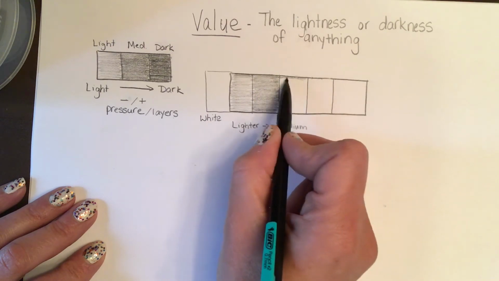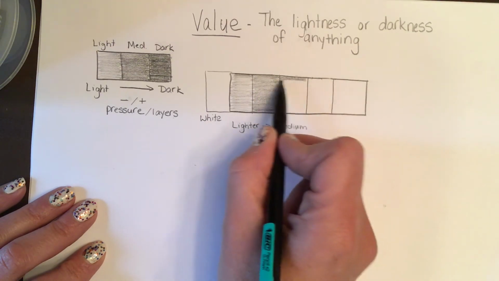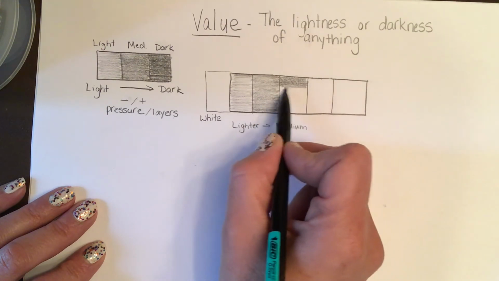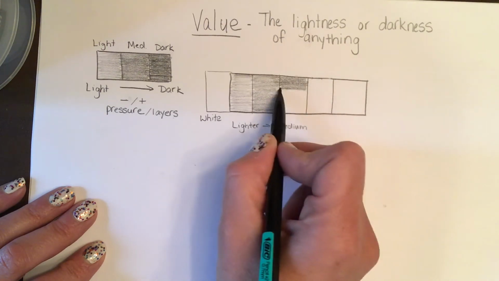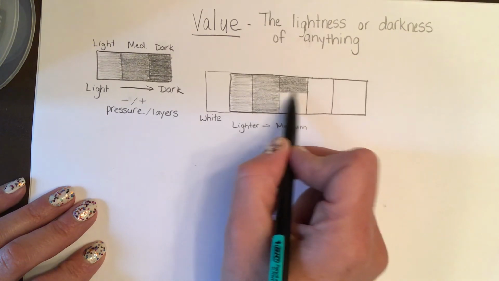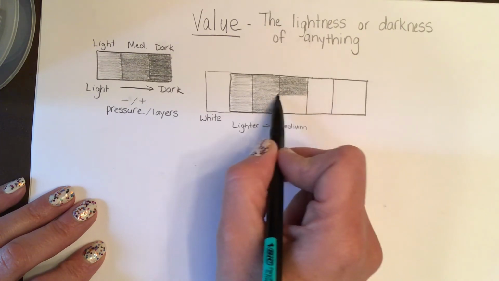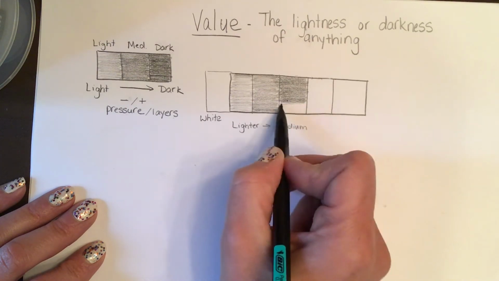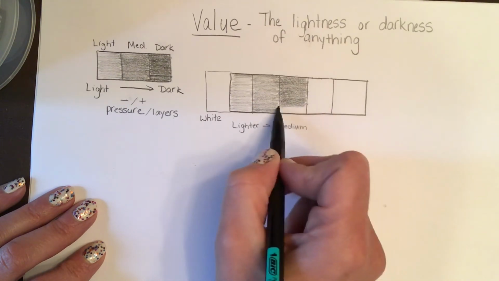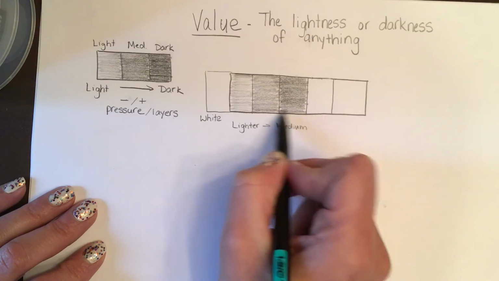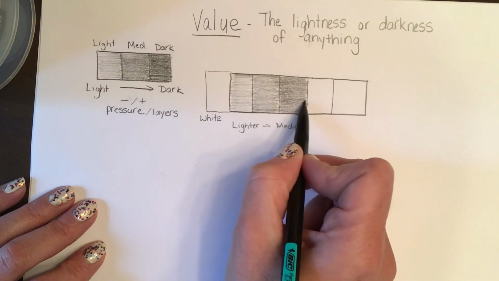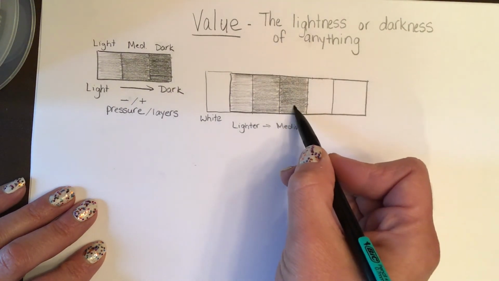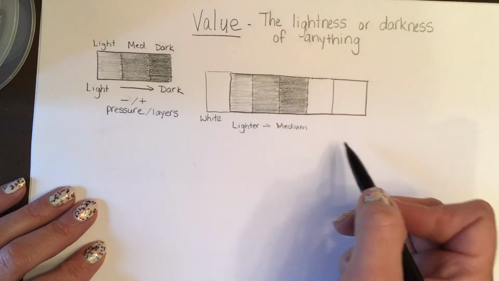I want to work side to side. Using a little bit more pressure, I'm going to come down. And do you see how it's already a little bit darker? I may not even need to do another layer. I think this pressure is pretty good. And I'm going to work my way down in that next box. And there's a nice medium value. Do you see the difference from this one than the one before it?